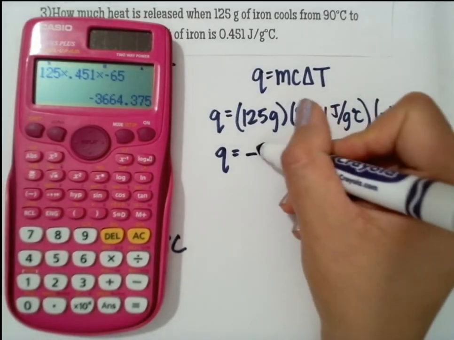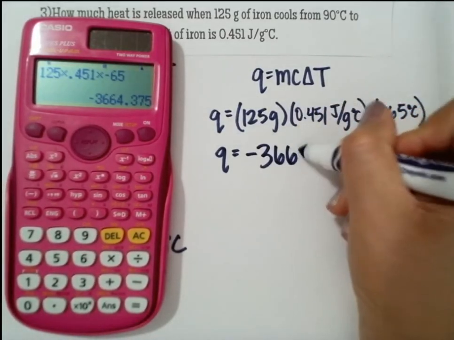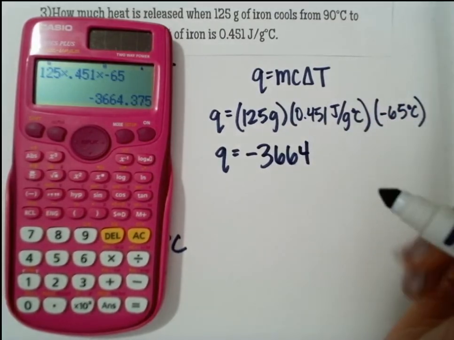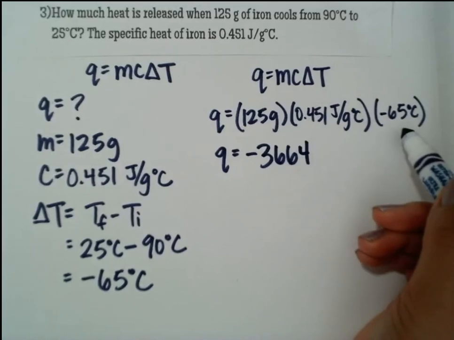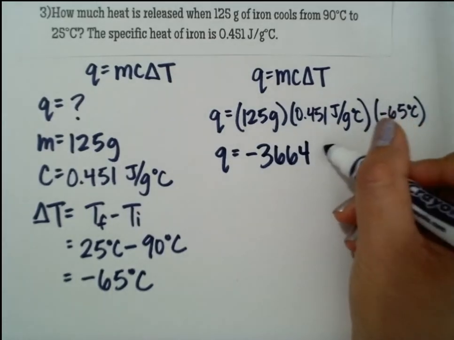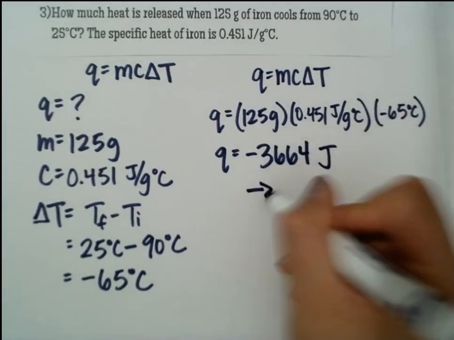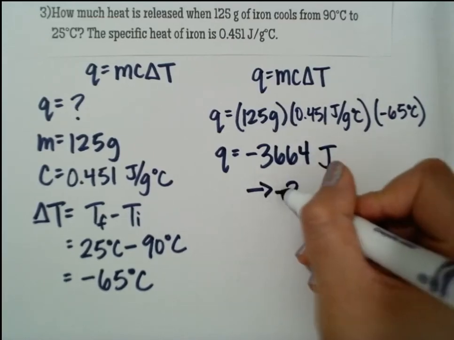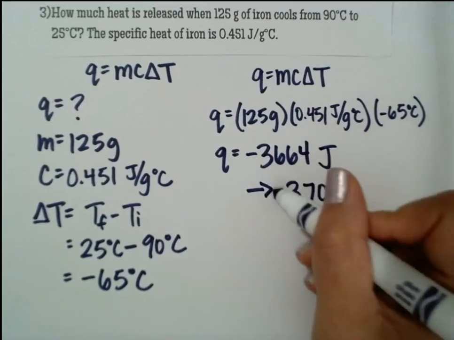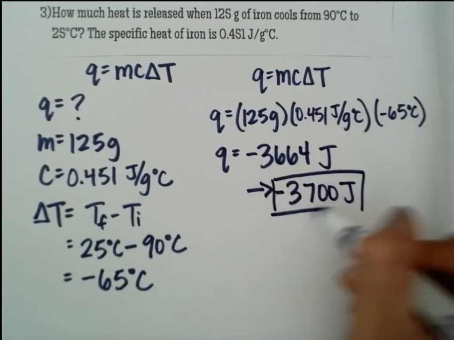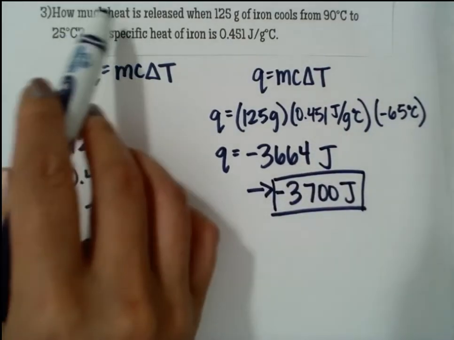So that gives me negative 3,664. We are looking at 2 sig figs because my temperature has 2 sig figs here. And remember, this is joules. So I'm going to round that to negative 3,700 joules. So that is going to be how much energy is released.